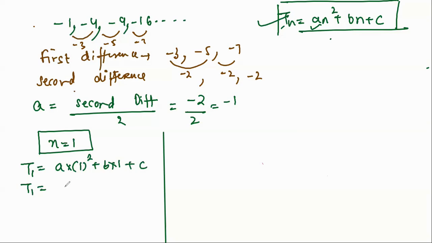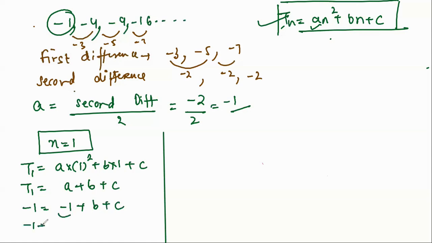1 multiplied by A is A, B multiplied by 1 is B, plus C. What is Tn? Tn is the first term in the original sequence. So the original sequence is this one. So what is the first term? This is minus 1. So minus 1 is equal to A, and A is again negative 1, which we have already found, plus B plus C. To remove this negative 1, we add to both sides because it is already negative.